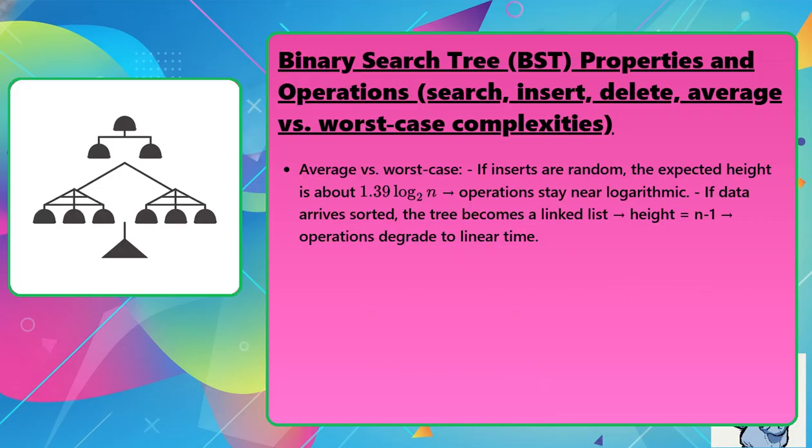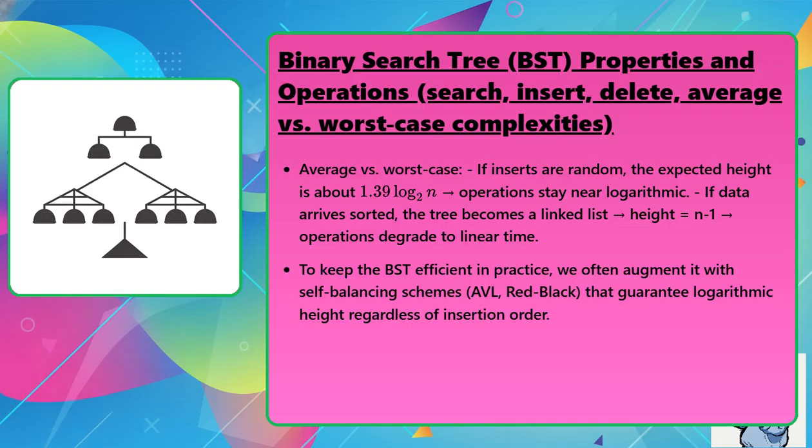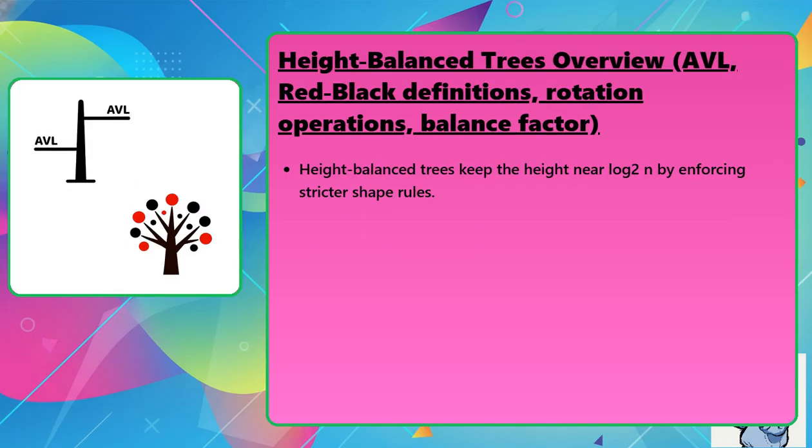Average versus worst case: if inserts are random, the expected height is about 1.39 log base 2 n, so operations stay near logarithmic. If data arrives sorted, the tree becomes a linked list, height equals n-1, and operations degrade to linear time. To keep the BST efficient in practice, we often augment it with self-balancing schemes, AVL or red-black, that guarantee logarithmic height regardless of insertion order. Height-balanced trees keep the height near log base 2 of n by enforcing stricter shape rules.